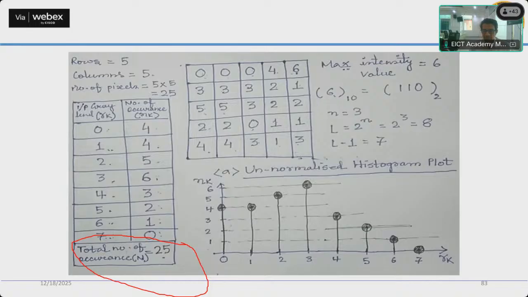Yes, Shruti has pointed out correctly that it is basically to calculate the normalized value. What will be the normalized histogram plot? Dividing each value by 25. So what will you get? Yes, 0.16. Now my question is, can we really draw it?